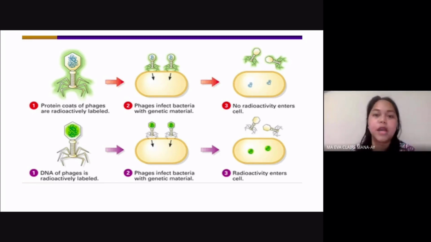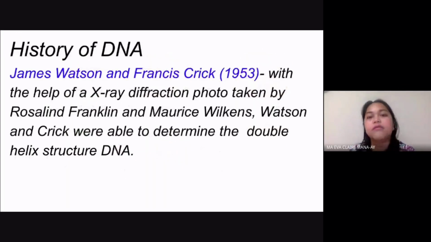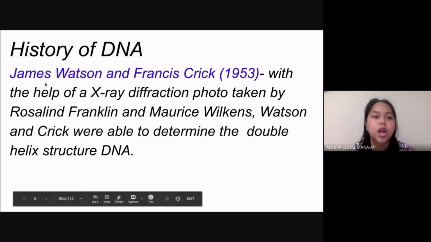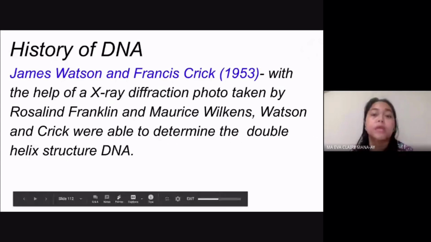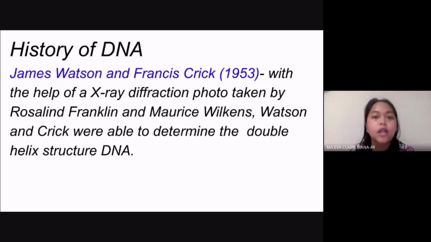So all these experiments have confirmed that it is DNA which is considered our blueprint of life, our genetic information that can be found, of course, in the nucleus of eukaryotes and in the nucleoid region of prokaryotic cells. Now, these two other people here gave us the DNA structure that we know now, the double helix structure, and these were James Watson and Francis Crick.